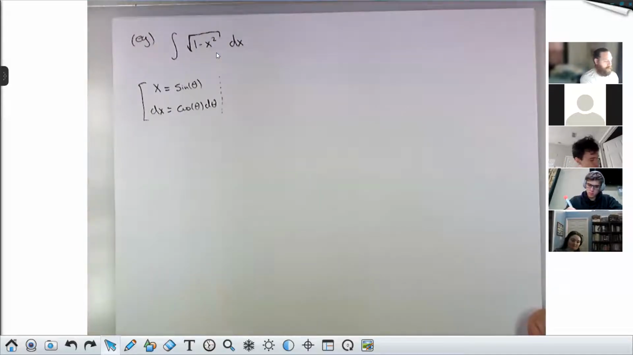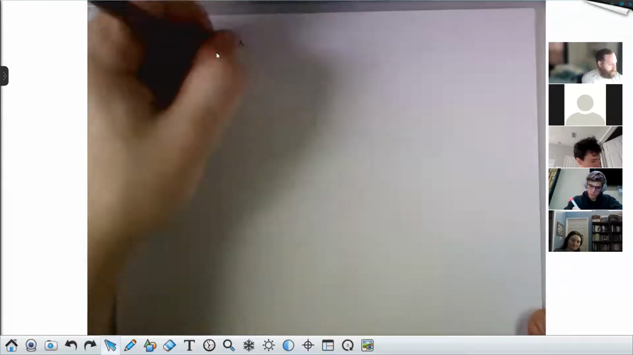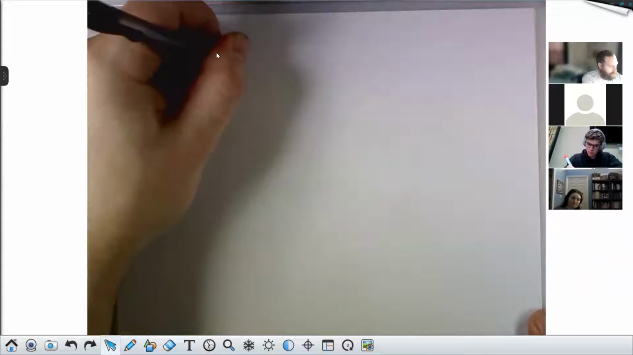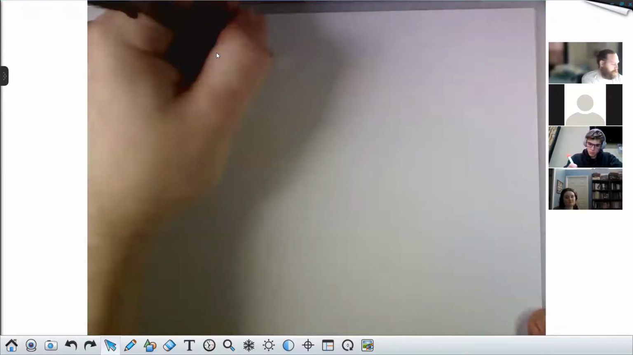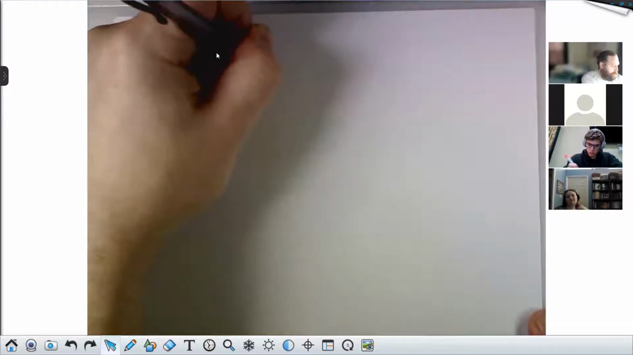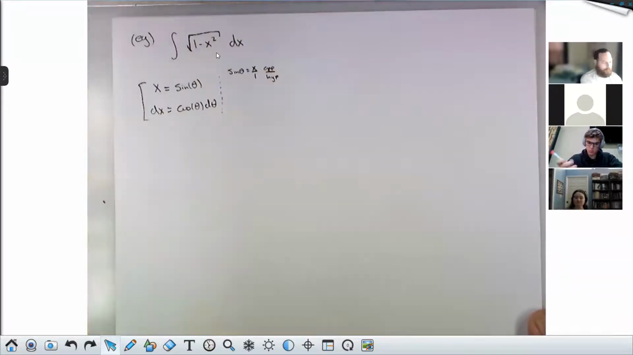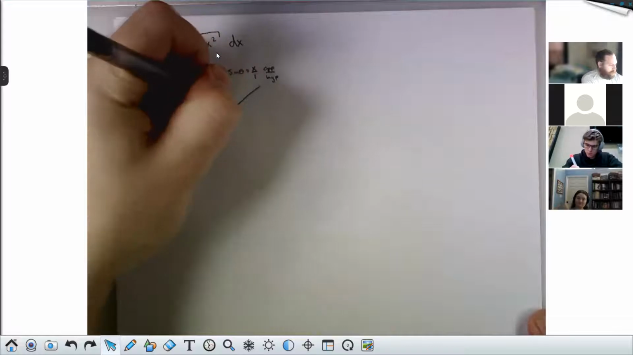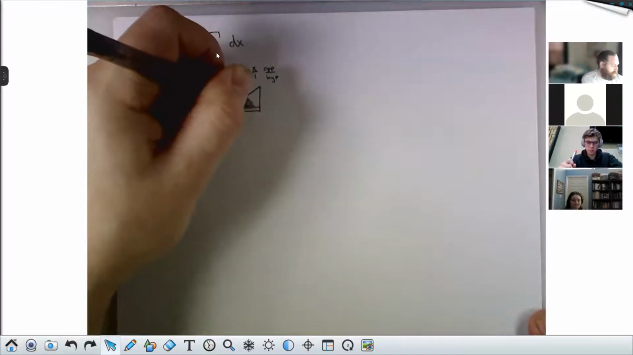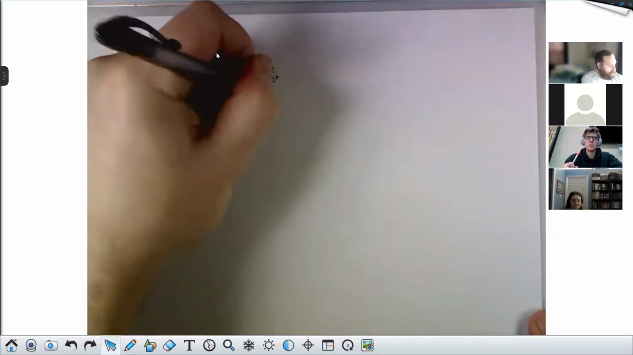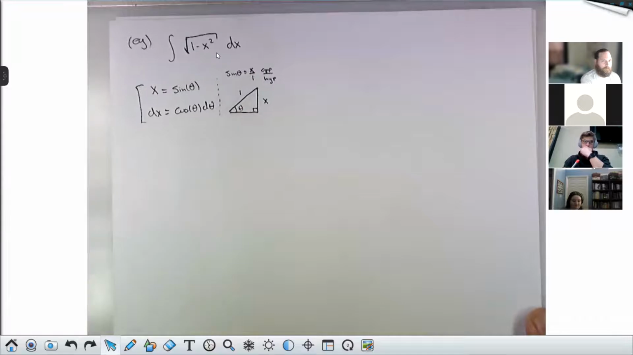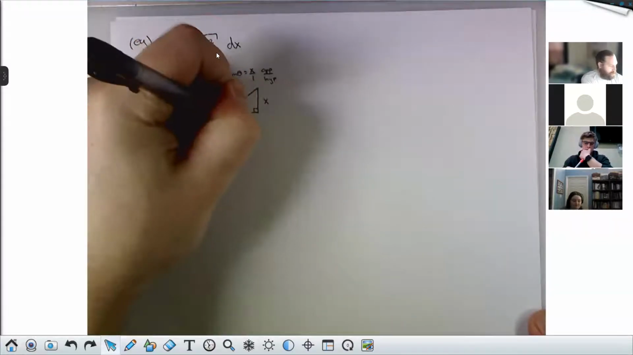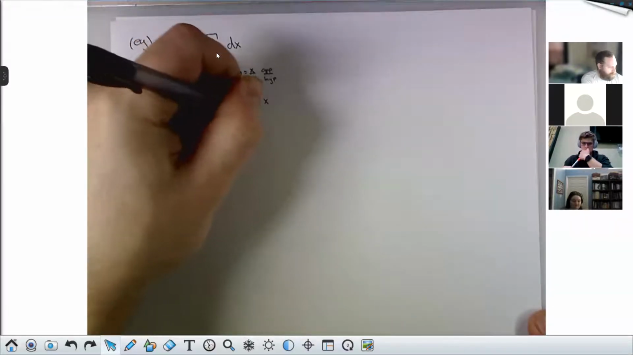And while I'm in here, I'll go ahead and draw my triangle. If sine theta is x over 1, I'm thinking of this as the opposite over the hypotenuse, SOHCAHTOA. Then I can draw a little right triangle here, where this angle is theta. This is a right angle. The opposite is x, and the hypotenuse is 1. And solving for the missing side of the triangle, I find that's the square root of 1 minus x squared.